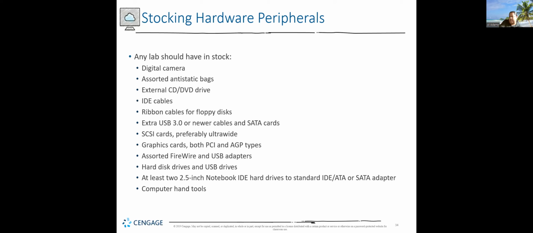At least 2.5-inch notebook IDE drives, and IDE's gone. It's essentially dead, but SATA, yeah, SATA's still around. But again, NVMe or M.2 is more popular now, or eSATA. Computer hand tools, yeah, you always want a set of tools in case you need to crack the computer open and get things out. That's why you need it, or a hard drive if you need to take it apart sometimes.